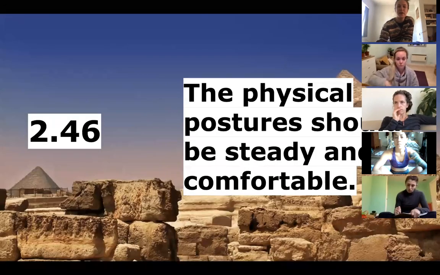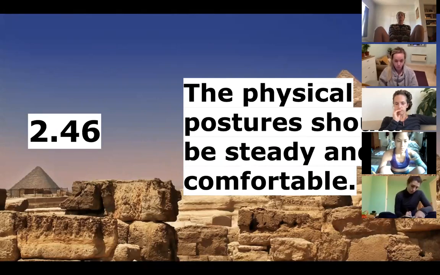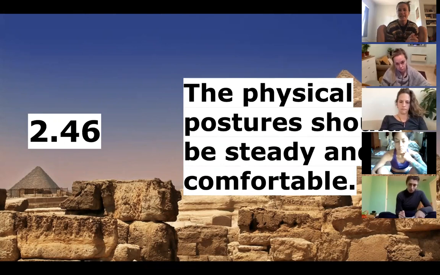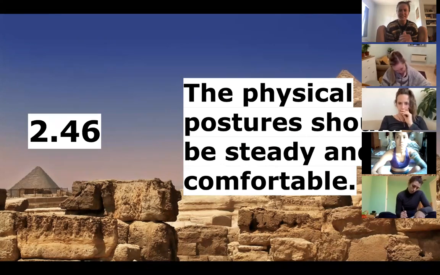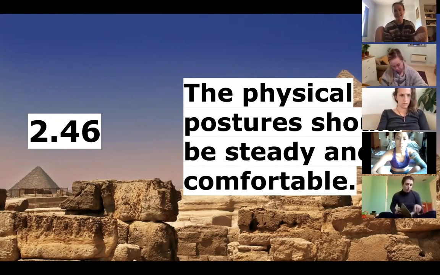Okay, so here's the part on the asana. The physical posture should be steady and comfortable. You might have heard the concept of sthira sukha before. Steady and easeful, right? You want a nice balance of effort and letting go. A lot of the stuff in the sutras is kind of repetitive, the same themes. Just don't strive too hard, but don't be too lazy in the pose.